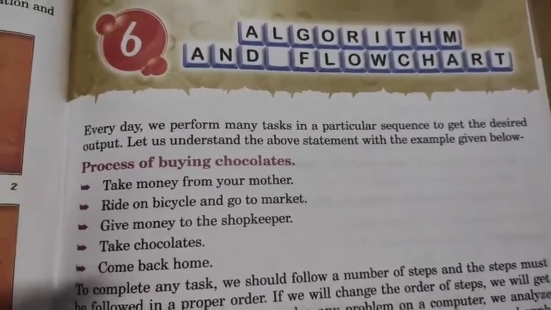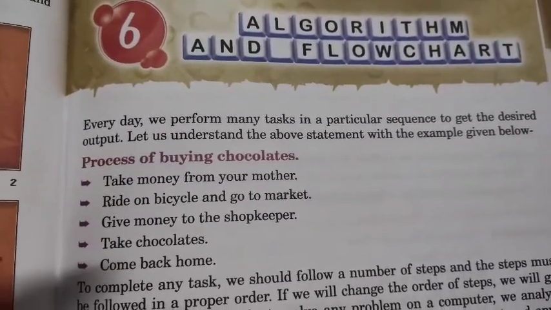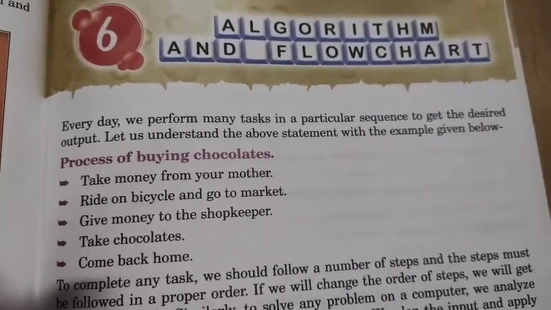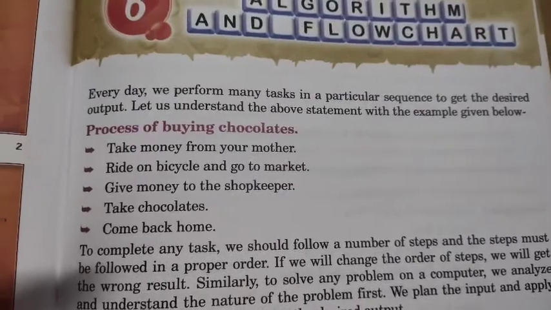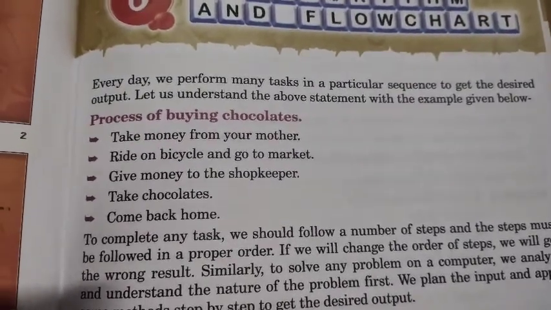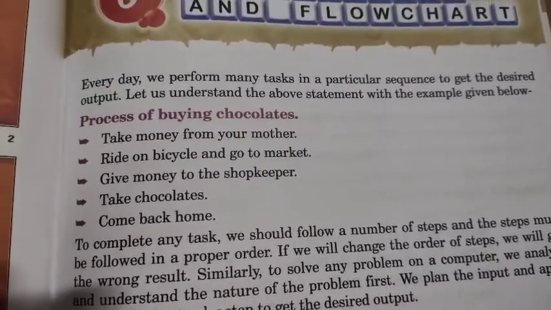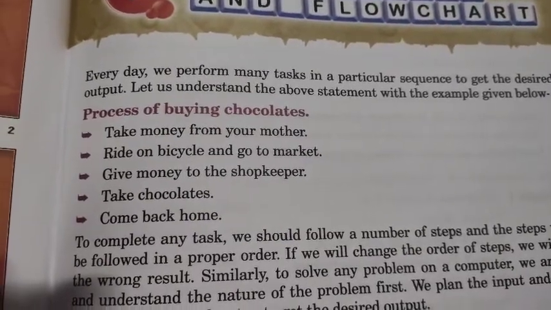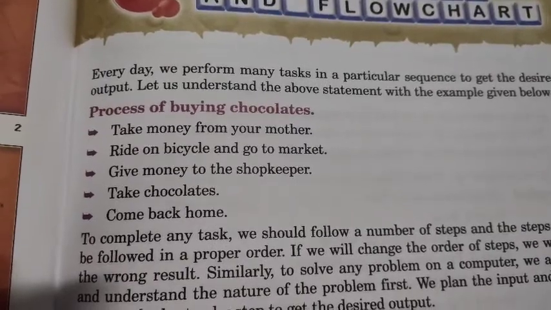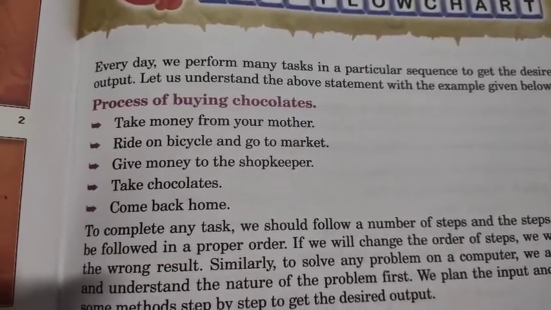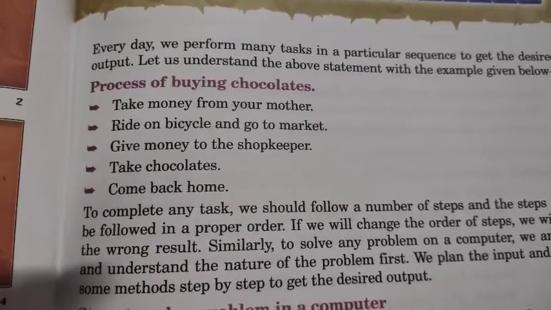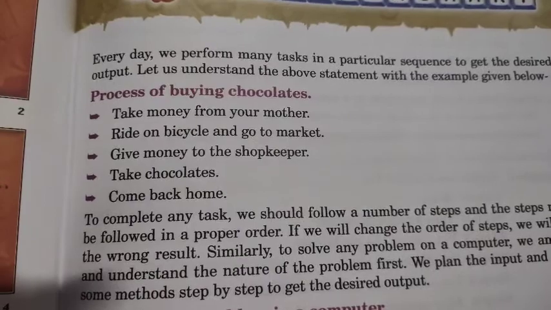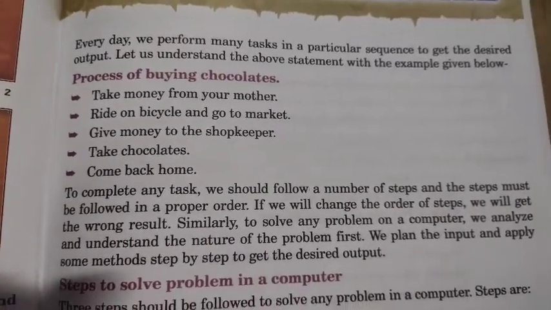So if you want to make anything, we are following an algorithm. Let's understand the above statement with the simple example given below. Process of buying chocolate. What is the process? Take money from your mother or father, ride on a bicycle and go to the market, give money to the shopkeeper, take the chocolate and come back home. That is the process of buying chocolate. That is called the algorithm, or in another way we can say it's a rule.